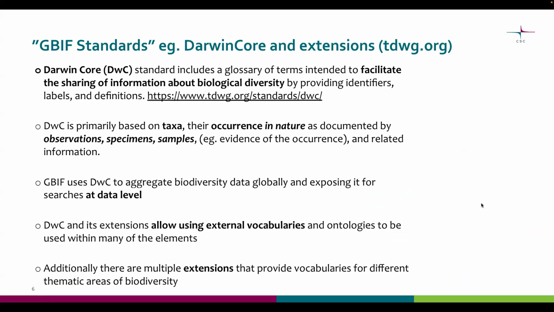Then on the other hand, GBIF standards, which I know better than the EML. GBIF also uses EML for dataset level metadata to describe the environment where the dataset comes from and what other measurements are done while collecting the biodiversity data. So Darwin Core and its extensions are maintained by TDWG, the Biodiversity Information Standards Organization, and they are used by GBIF, the Global Biodiversity Information Facility, to aggregate biodiversity data to be searched on data level globally.